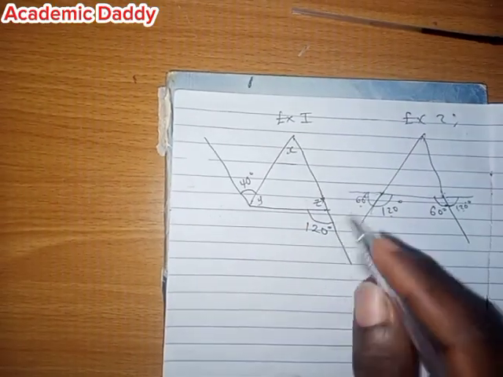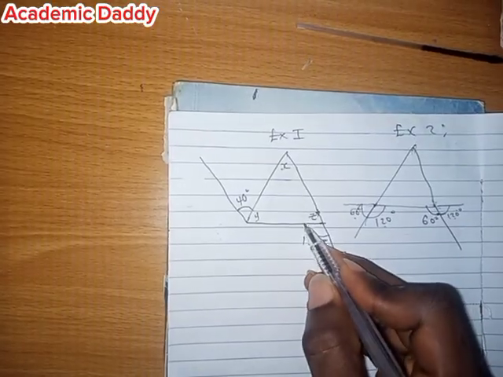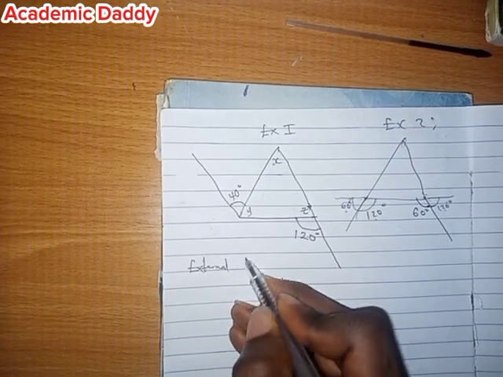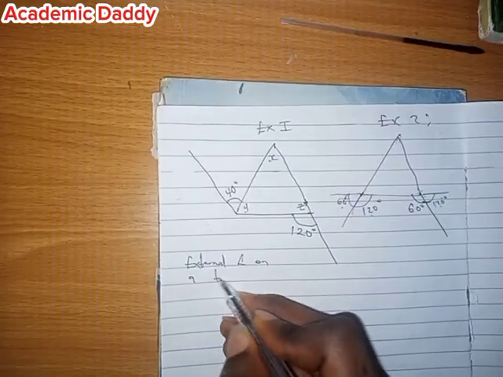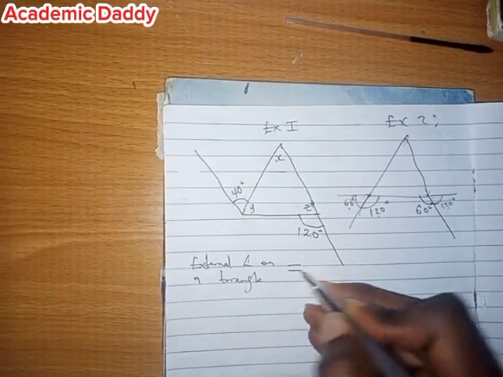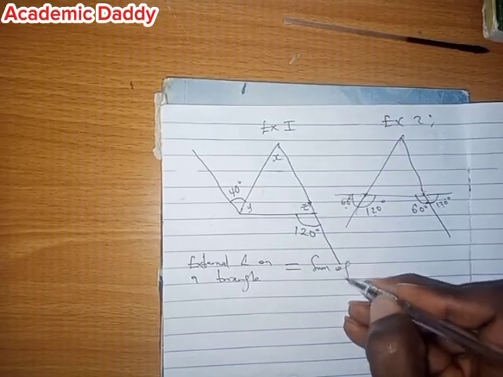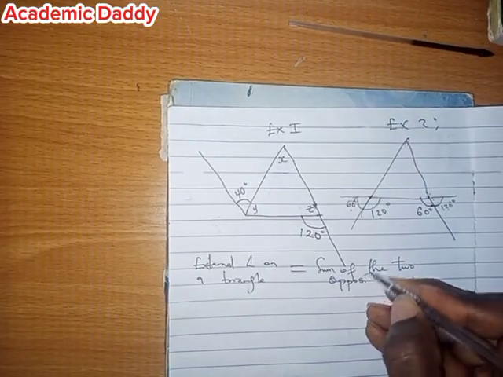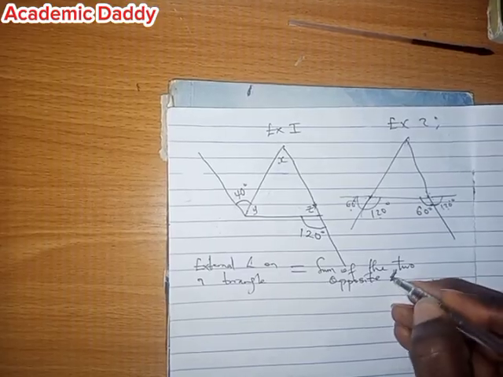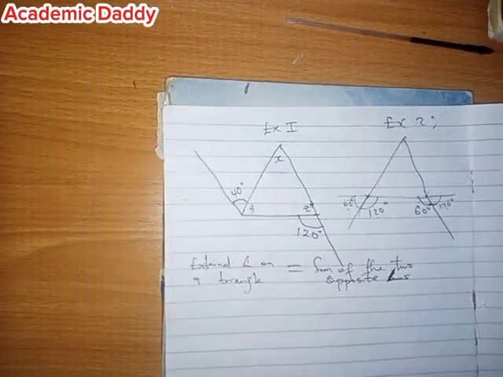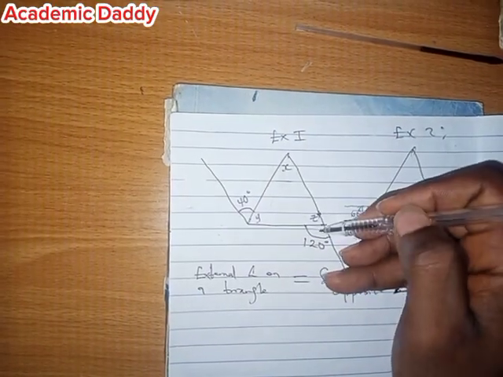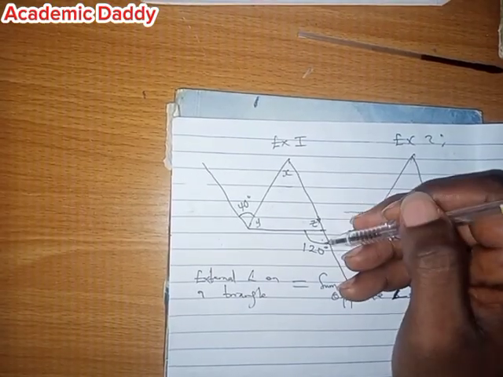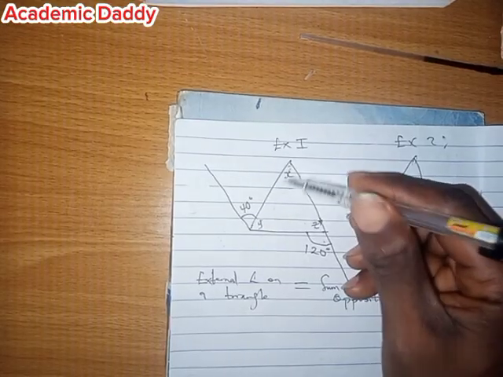So to find the missing angle, the easiest way is to remember that an external angle on a triangle is equal to the sum of the two opposite angles. This is for angles. But notice, if you do this, it's trying to say that the sum of the two opposite angles is this.